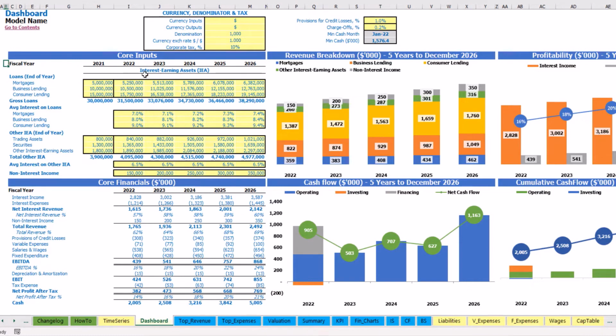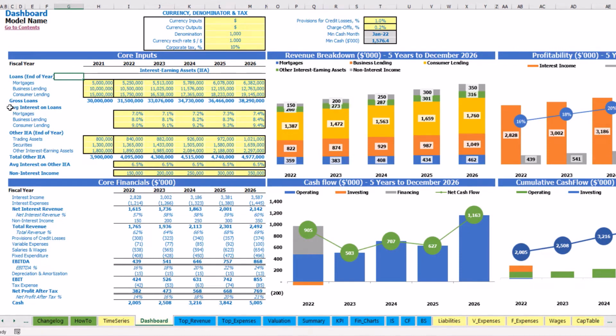First of all, you should input your interest earning assets, the ending balance of previous year, in this case is 2021, and for the 5 next years. This is the balance as of the end of the year. There are 2 main categories: loans and other interest earning assets. So for loans you have up to 3 categories: mortgages, business lending and consumer lending.